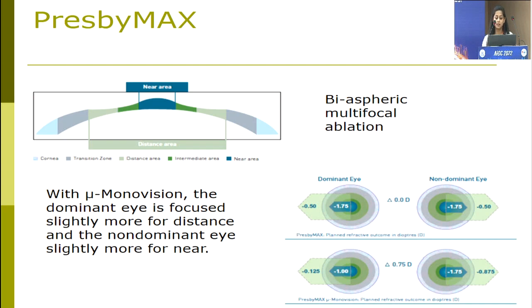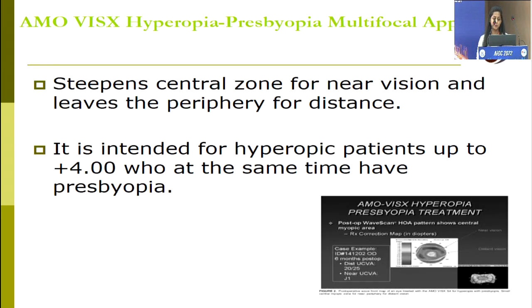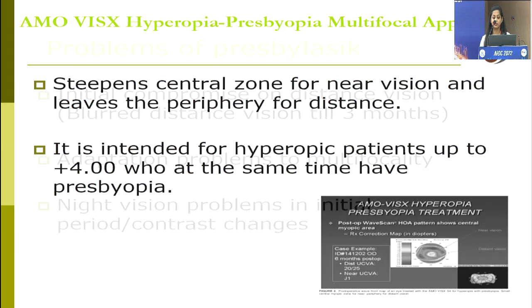Presby Max is again a biaspheric multifocal ablation of the cornea, made with micro monovision, where the dominant eye is focused slightly more for the distance, and the non-dominant eye for the near. Then another approach is the AIOC 2022 hyperopic presbyopia multifocal approach, where it steepens the central zone for the near and leaves the periphery for the distance.